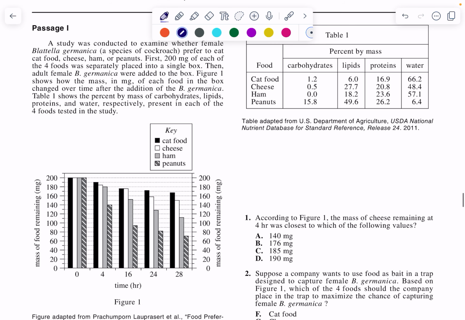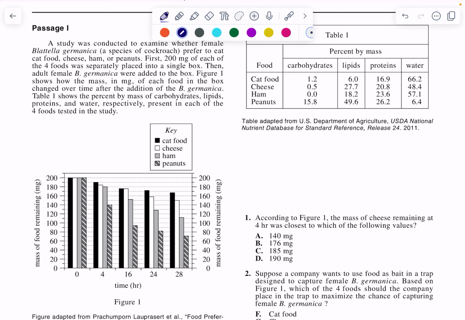So this one here, this passage says, a study was conducted to examine whether female Patella germanica, a species of cockroach. Side note, in the science section, they will often have scientific words or vocabulary that they'll put in italics like this. Most of the time they don't matter, and they will give you the definition. So you don't have to know a bunch of the science words. They will tell you what they are, which is nice.